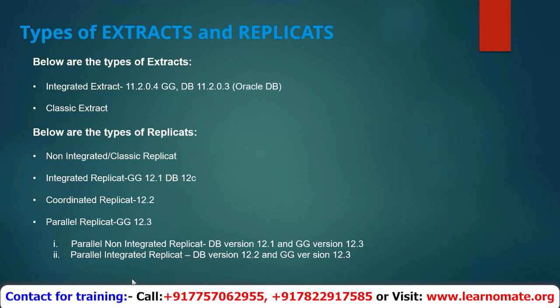So the question comes, how do we decide which one to use? I always say use the latest supported one. If integrated is supported, use the integrated extract. Similarly, if parallel replicate or integrated replicate is supported, go with that. Integrated extract is 5 times faster than classic extract. The performance of integrated extract is really very high. Similarly, the performance of parallel integrated replicate is higher than integrated replicate. Similarly, performance of parallel non-integrated replicate is higher than non-integrated or classic replicate.